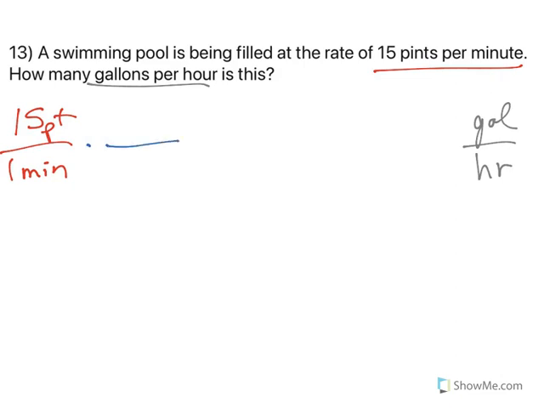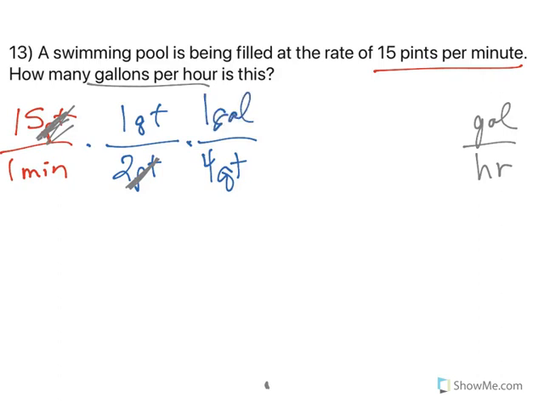Well, I know that 2 pints is 1 quart. Okay, so that step takes out my pints. Great, now I'm in quarts. That's not enough. I know that 4 quarts is 1 gallon. Okay, well, that makes my quarts go away. Now my numerator unit is gallons, and that's what I want. Okay, numerator, check. I don't have to change that anymore.